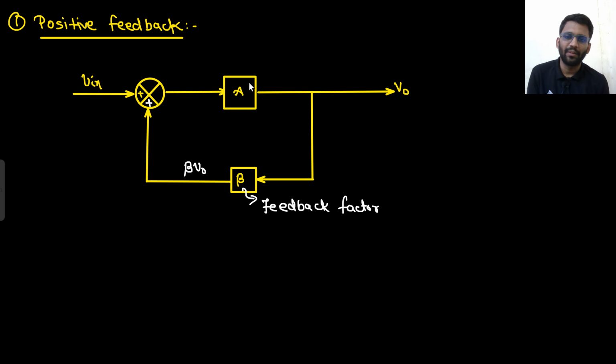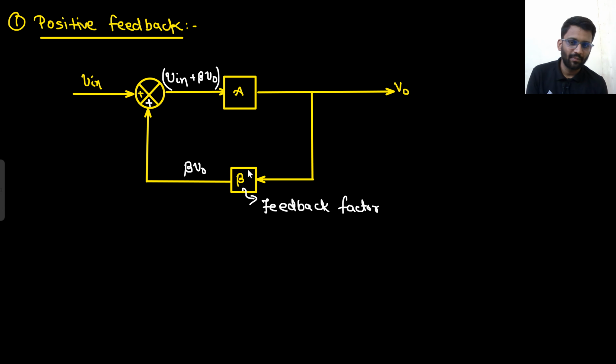So this is being fed to the input. Now what you will receive here at this portion, you are going to receive V in plus beta V naught, right? V in is coming from here and beta V naught is coming from here. So here you are receiving V in plus beta V naught. Now this V in plus beta V naught is going to be multiplied with A and you will receive your final output V naught.